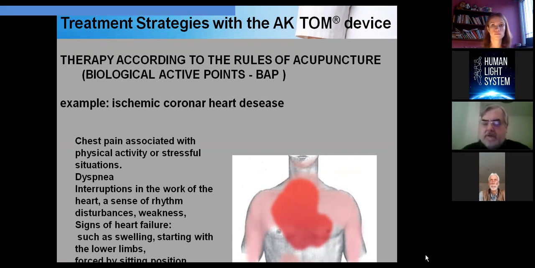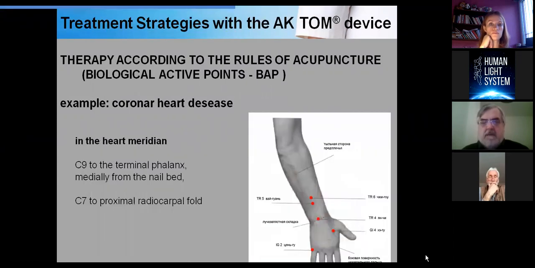As I told you, again, some examples: ischemic coronary heart disease. You have the typical symptoms: weakness, interruption in the work of the heart, the rhythm is damaged, and according to the rules of acupuncture, you will go with the EHF therapy, will influence the so-called heart meridian, especially the points C9 and C7. You can see them on the picture. And influencing these points, you will influence the working activity of the heart.